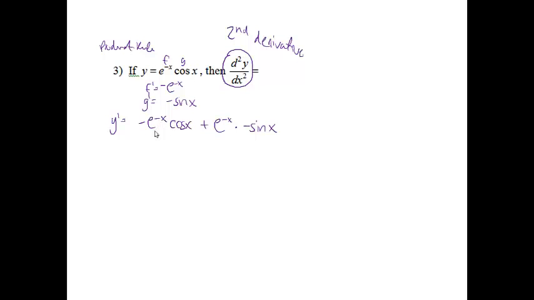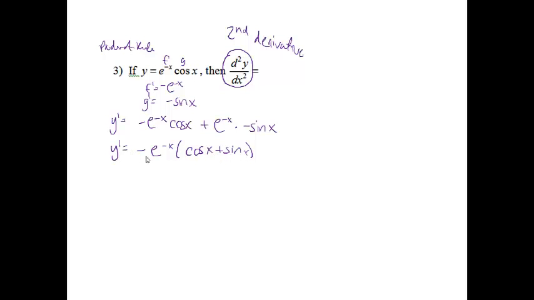One thing that I'm going to do, and I guess you don't have to do this step, but I would really have to use the product rule 2 times. But if I factor something out, I'll only have to use the product rule 1 time. So I notice they both have a negative e to the negative x. So I'm actually going to factor that out. And when I do, I'll have cosine x plus sine x left.